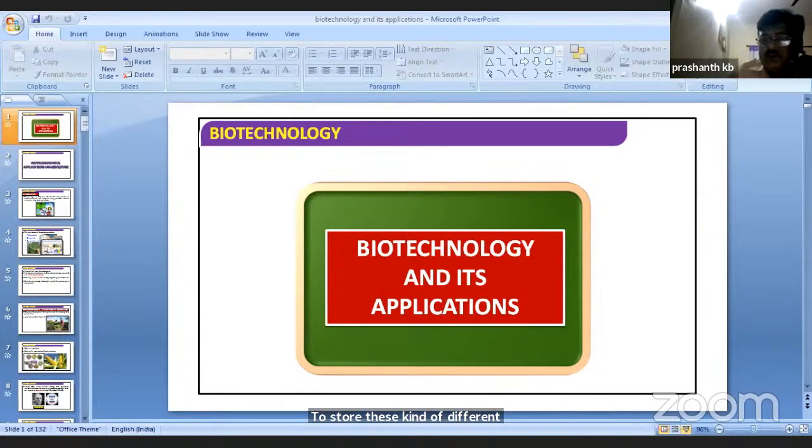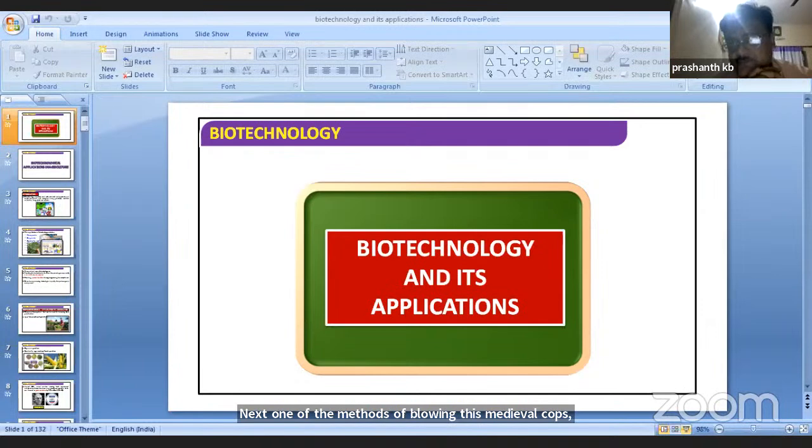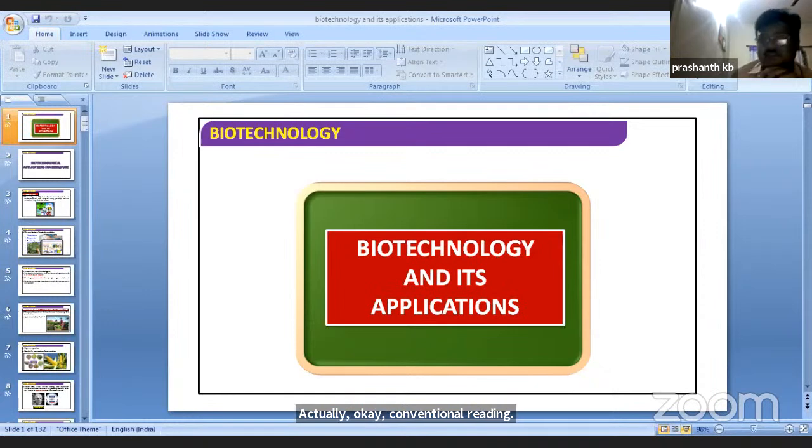Okay, so it was only possible in this green revolution: not only growing, but also the storage of the edible fruit was important. Okay, next. So better management practice and agrochemical waste were all given importance in the green revolution. Next, what are the methods of growing these edible crops? It was called conventional breeding. That technique was used.